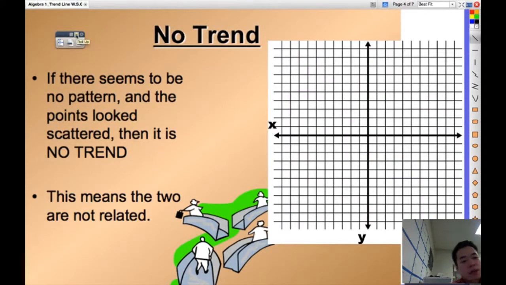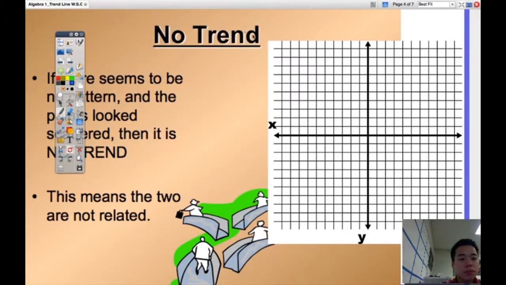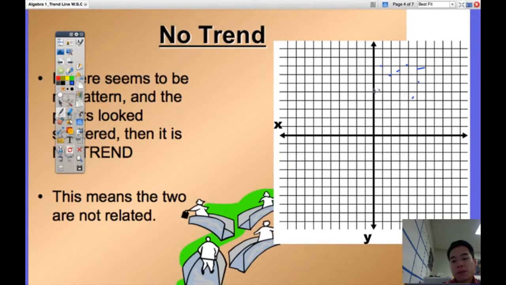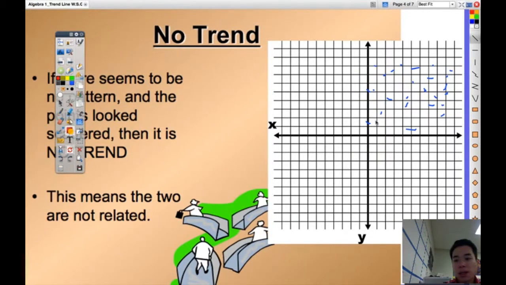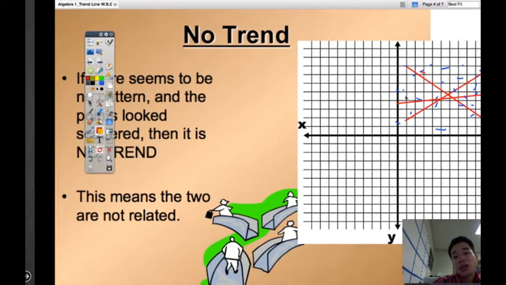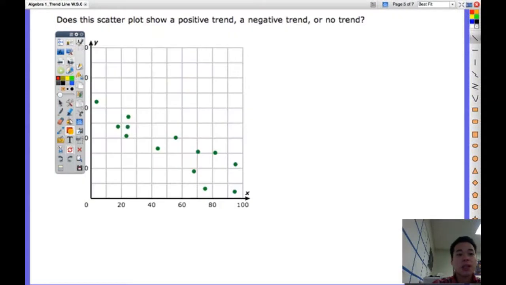Next, we'll also have something called a no trend. If there seems to be no pattern at all, and the points look scattered, then it's no trend. It literally just looks like it's splattered all over the page. An example of that will look something like this. You can have a very scattered plot. If you want to draw a line, it's difficult to draw any type of trend line, because your data is scattering all over the place. You can't really tell if there's a positive or negative trend. So that would be called a no trend.